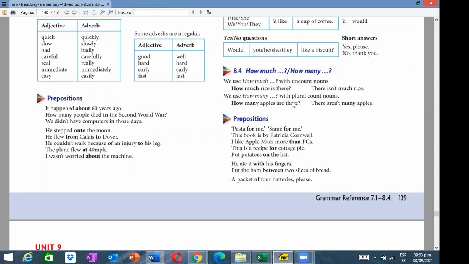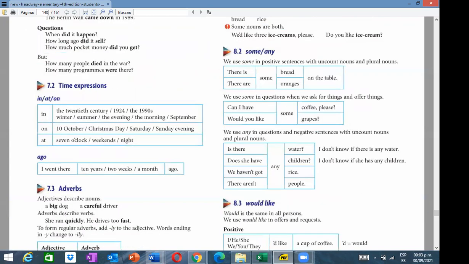Okay, here we have these differences which are very important for our vocabulary, for our grammar knowledge. Okay, so don't forget, please, students. Now let's go back to the lesson and let's practice, please.